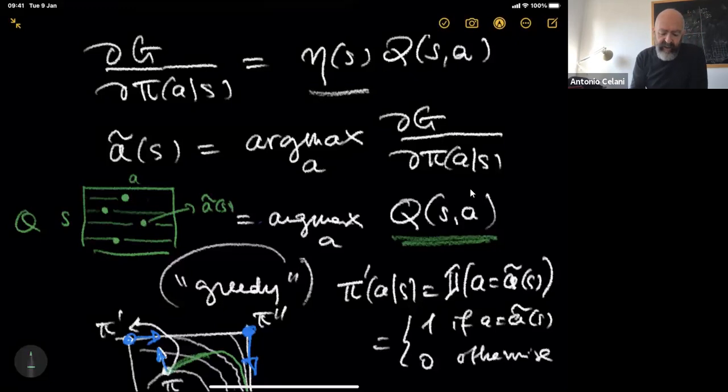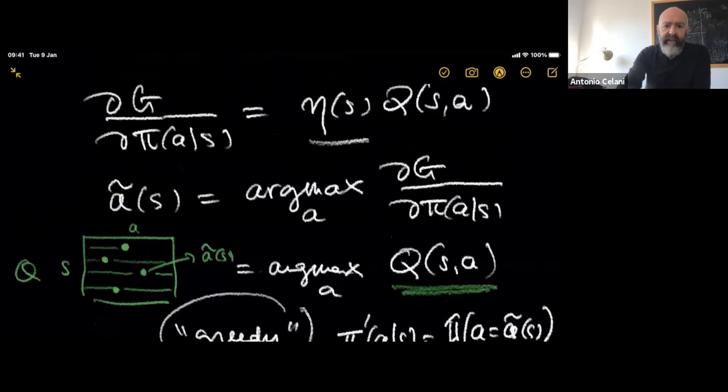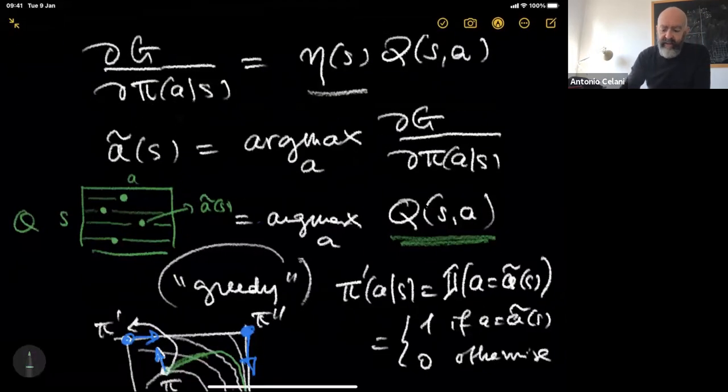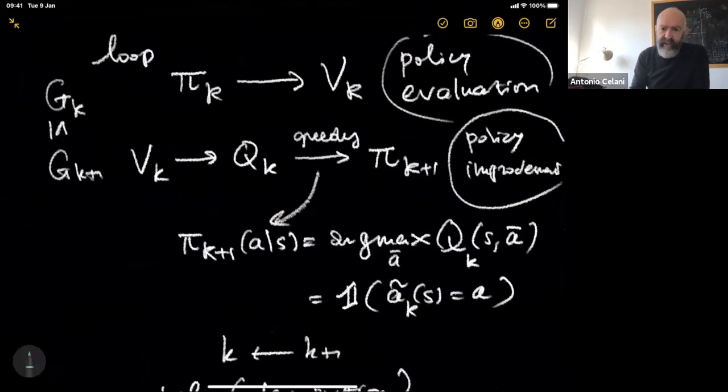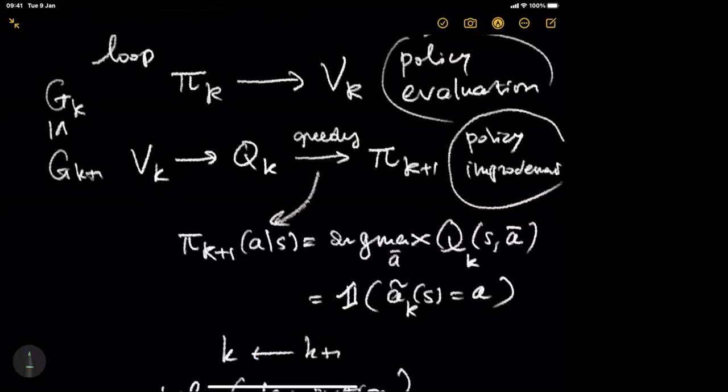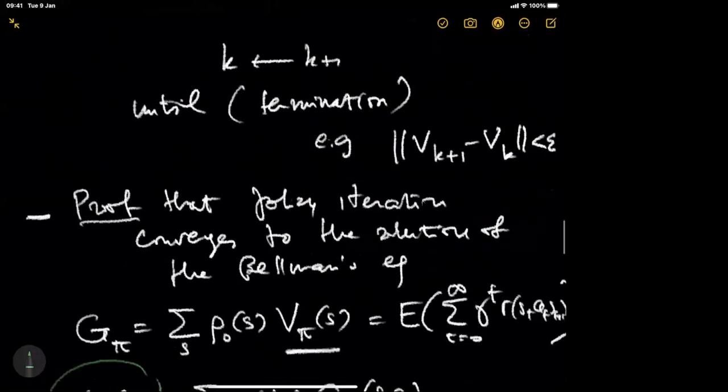Given a policy pi, I can compute a Q, and from this Q I can compute my A tilde. This is the first step, which is called the greedy operation here. And I'm repeating this thing over different policies. I take one, and then I use this new policy to compute a new Q function, which will give me a new policy, like the greedy choice, and so on and so forth. Is that any clearer? Yeah, thank you. Any other question?